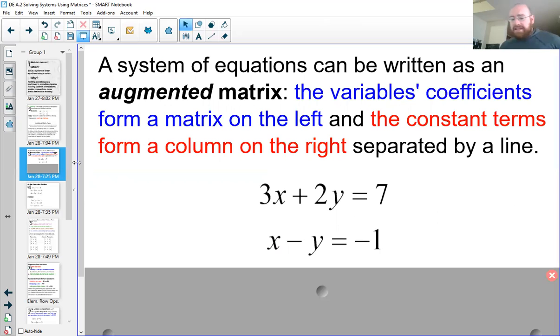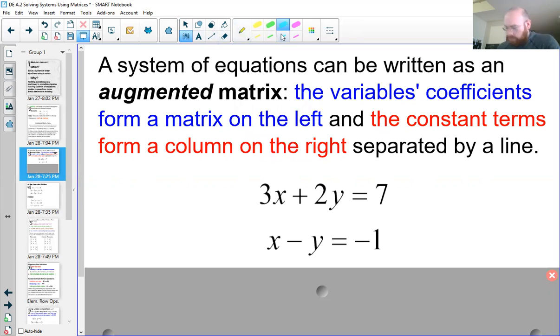In order to relate a system of equations to a matrix, we need to define the type of matrix that we're going to create. A system of equations can be written as an augmented matrix. The word augment means to add something. So we're adding something onto a matrix. It will be clear what we're adding in a moment. To make the augmented matrix, the variables' coefficients form a matrix on the left.